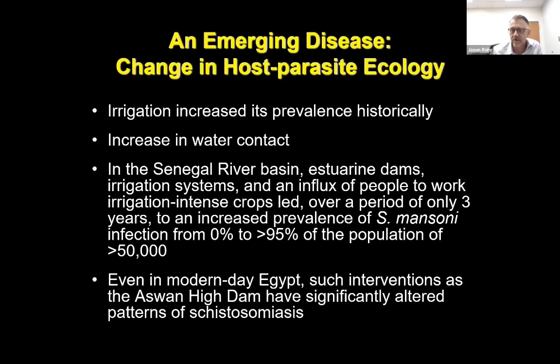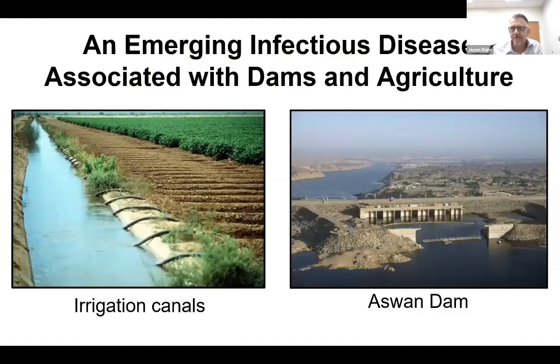So you all have a project associated with the Senegal River Basin where I work. And it turns out that when the Diama Dam was constructed there, that was associated with massive increases in prevalence of schistosomiasis in the region. This is not uncommon. The same thing occurred with the Aswan Dam construction in Egypt before the Diama Dam was constructed. So this is a common phenomenon.